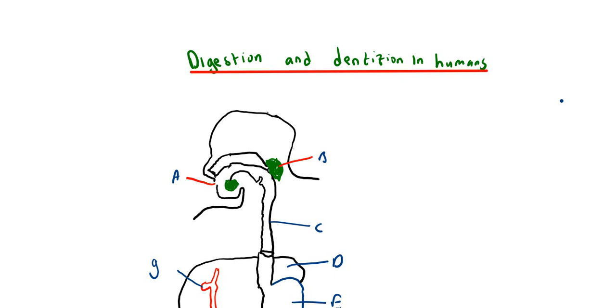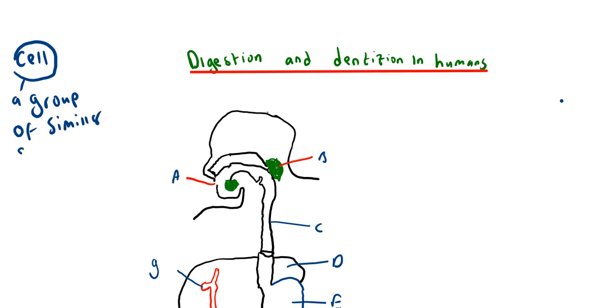Remember, we learned to say when you've got a group of similar specialized cells, it gives us what is referred to as a tissue. Then we know that two or more tissues are the ones that give you what is referred to as an organ.